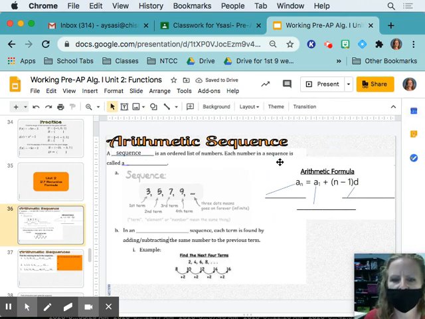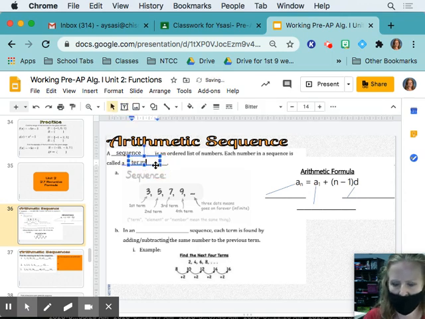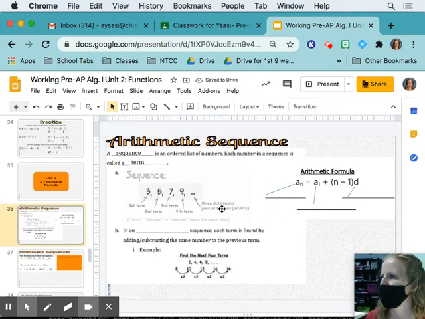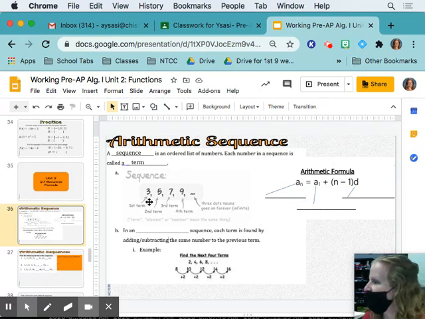Each number in a sequence is called a term. Okay, so we have sequence, and then each number is called a term. So let's see. Here's a sequence.